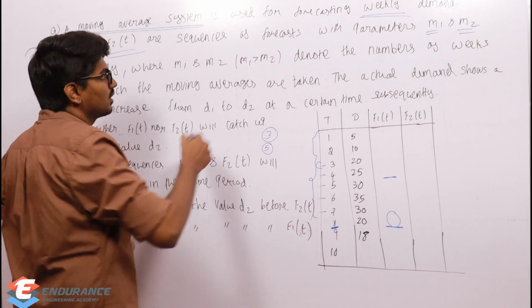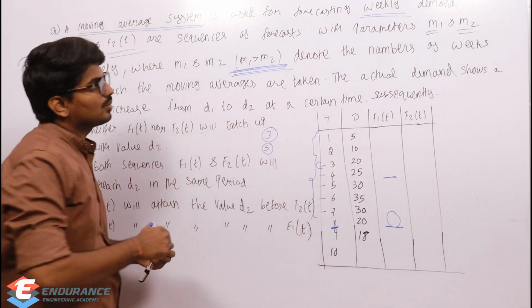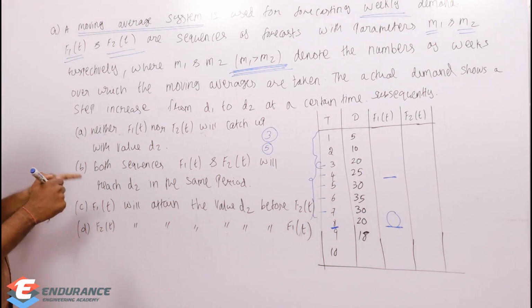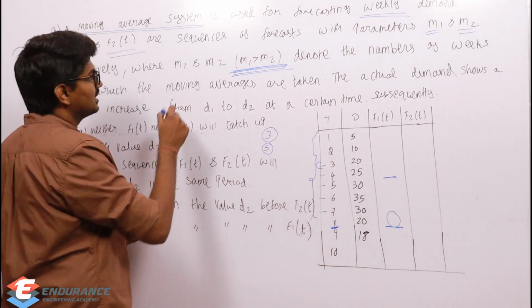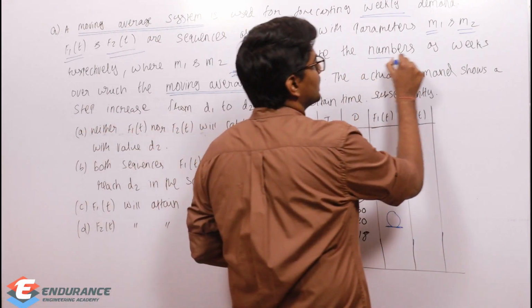This is a very important point to note here. M1 and M2 denote the number of weeks over which moving averages are taken. So this line, I could say, is a key line.